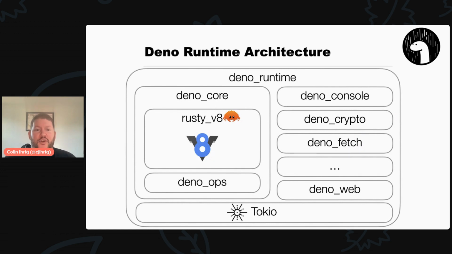So then, taking it up one level of abstraction, you can see I have the same Rusty V8, Deno Core, and Deno Ops here as in the previous slide, but now they're in a bigger crate called the Deno Runtime. The Deno Runtime is where Tokio is introduced, and then you'll also see these crates that we have for extensions to the core. So like Deno Console is used for implementing the console. Deno Fetch is what implements the Fetch API. Deno Crypto does crypto, etc.